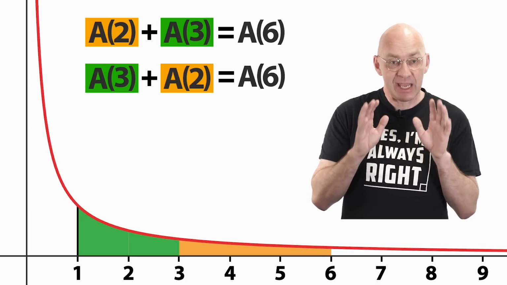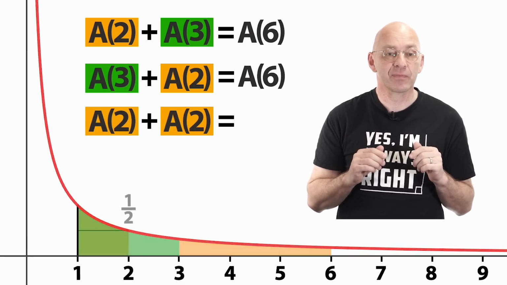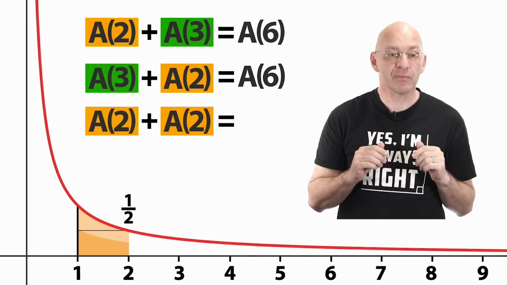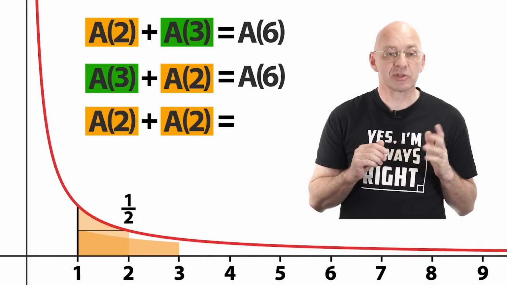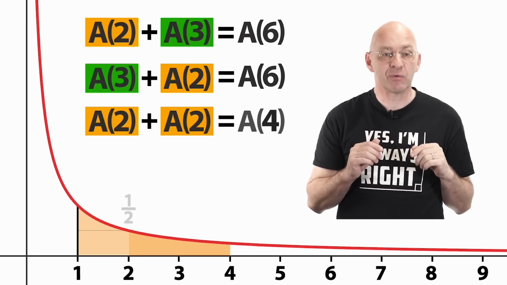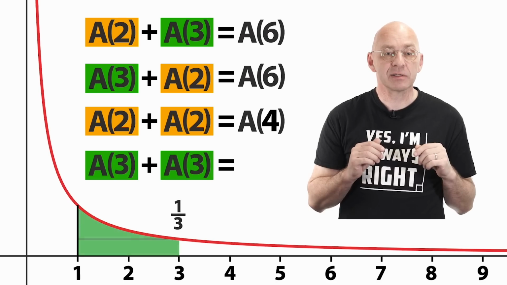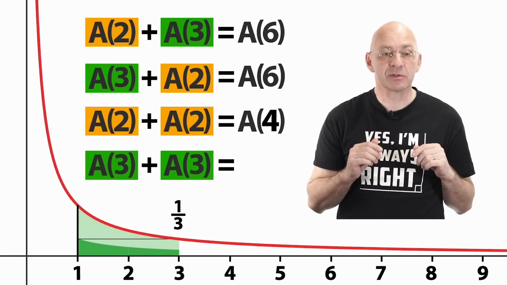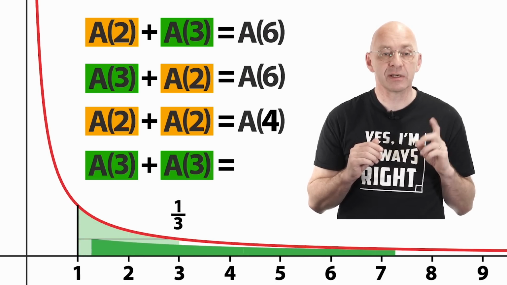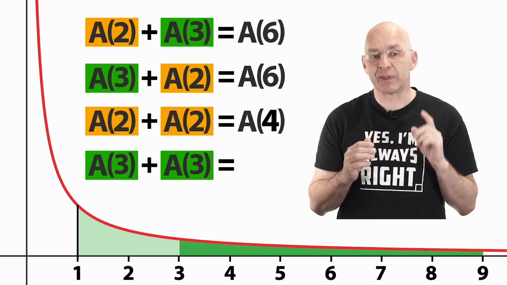Okay, next, A of 2 plus A of 2. Let's do this on autopilot. Stretch. A of 2 plus A of 2 is A of 4. Okay, one more, A of 3 plus A of 3 on autopilot, going down, squishing, stretching, aligning. A of 3 plus A of 3 is A of 9.